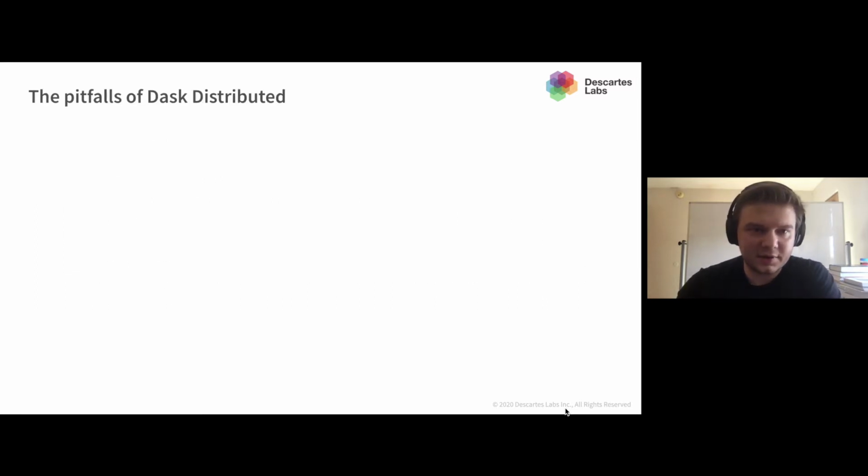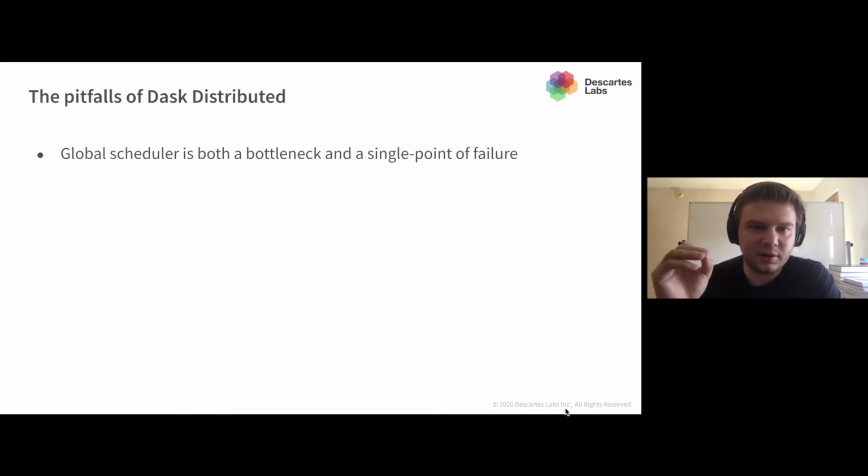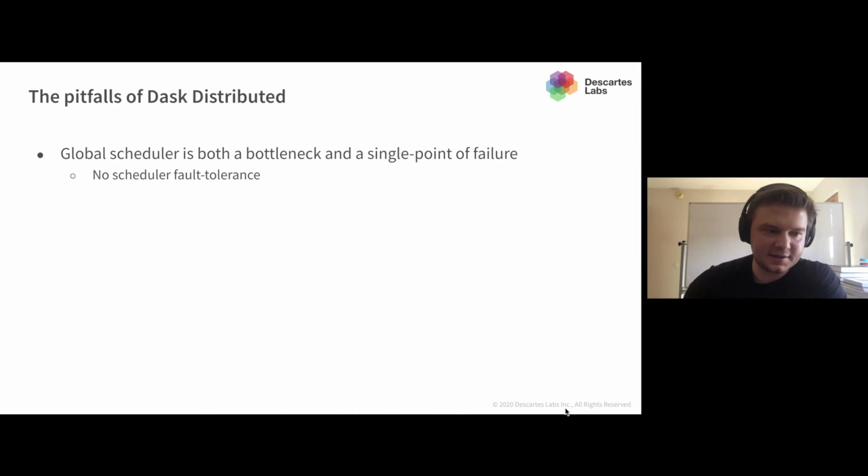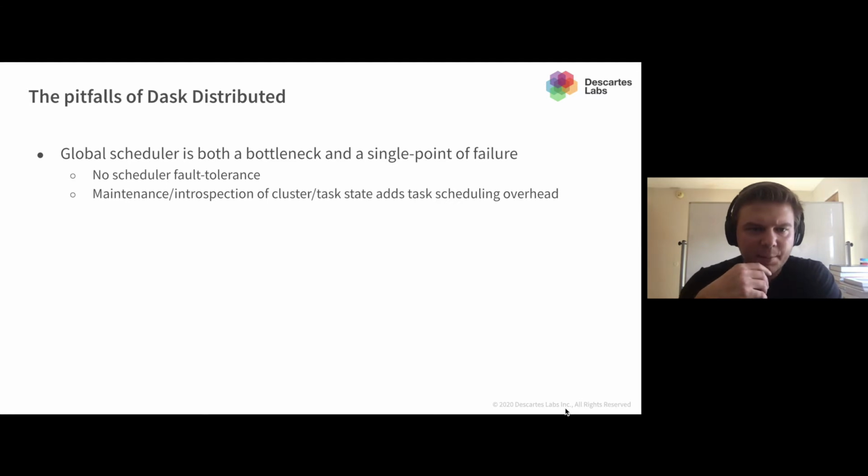That's the primary and really only option in the Dask ecosystem right now. Now, there are a couple of pitfalls of Dask Distributed, particularly for the production data analytics use case. That global scheduler is both a performance bottleneck and a single point of failure, which is not nice. There's no scheduler fault tolerance yet. There's no follower-leader pattern. If the global scheduler goes down, you'll lose all in-progress tasks, and you'll essentially have to restart the cluster. Maintenance and introspection of the cluster and task state adds to the task scheduling overhead, which is not great. So if you're looking at the dashboard, that can decrease the scheduling throughput.